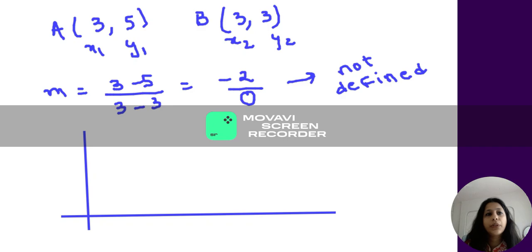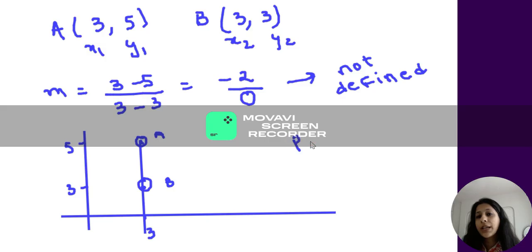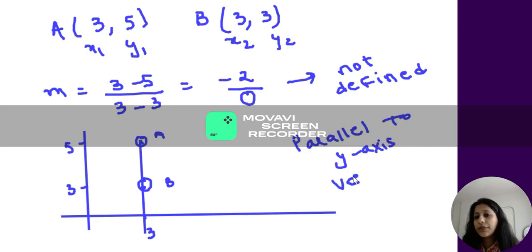Let's again plot them on the grid. What do I observe when I plot them? So if this is your 3 and this is your 5, that's my point A. And if this is 3 here and this is 3, that's my point B. Now when I join them with a straight line, what do I get? I get a line which is parallel to the y-axis, or I get a line which is a vertical line, right? This is called a vertical line.